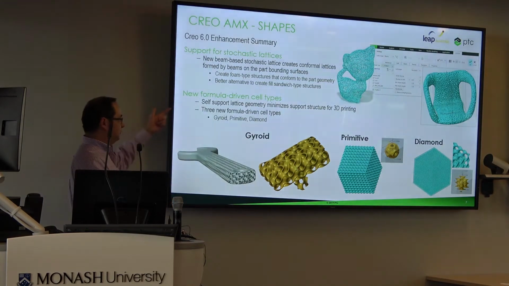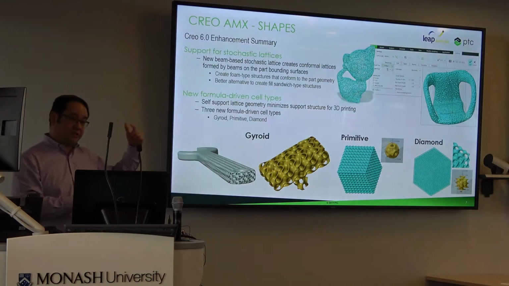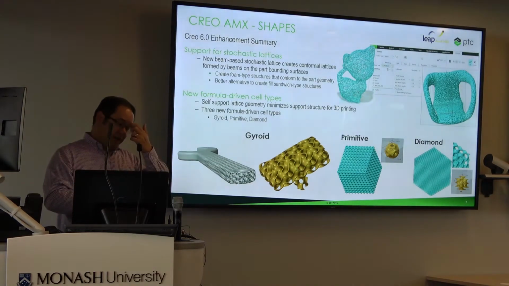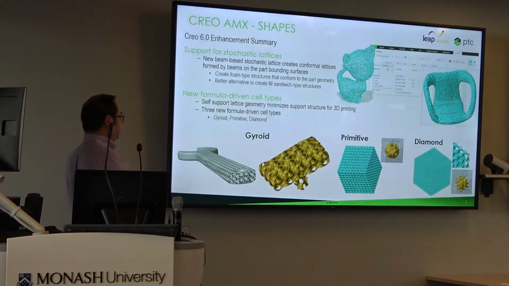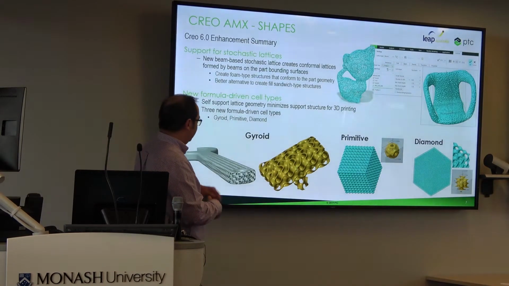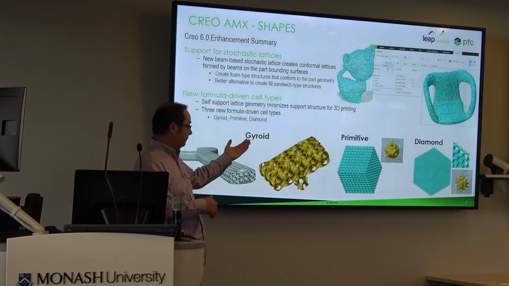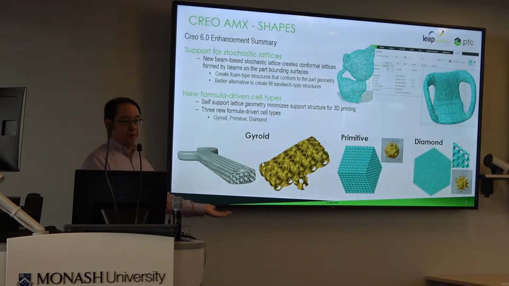Some new formula-driven cell types. These come out of a lot of research that's being done into different structures for additive manufacturing. So these are the new triply periodic repeating structures. The idea of these is that they are self-supporting, so they don't need support material while they're being printed.